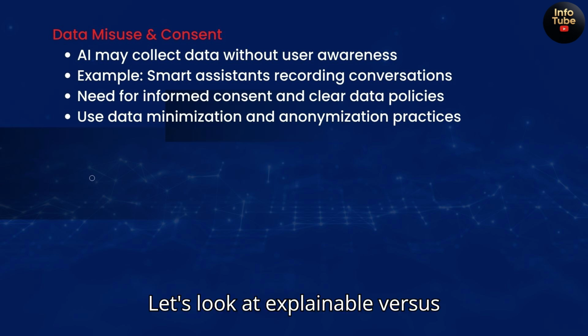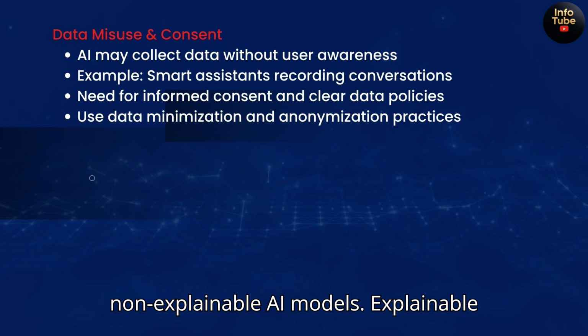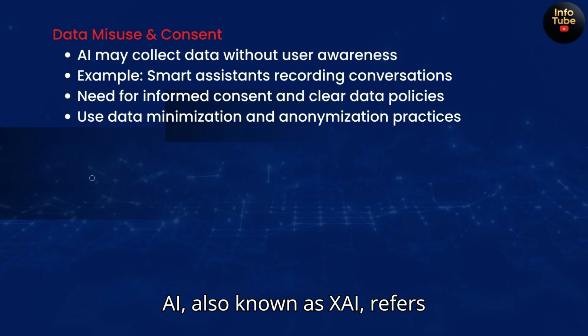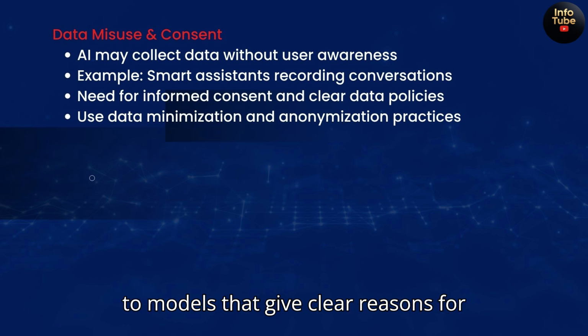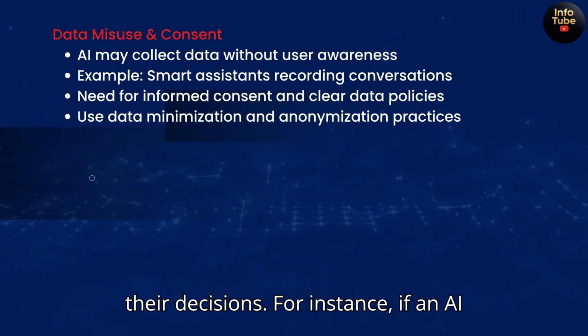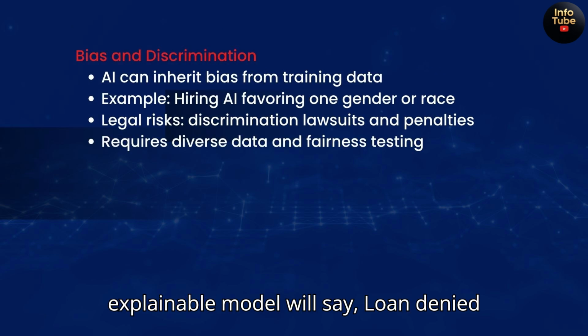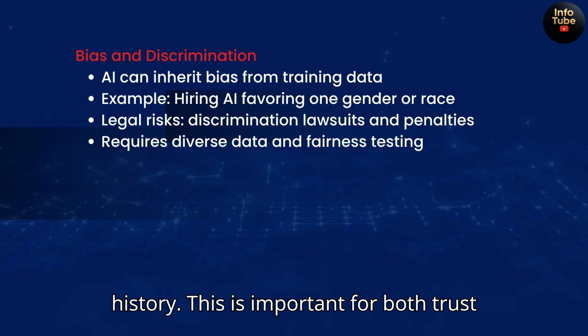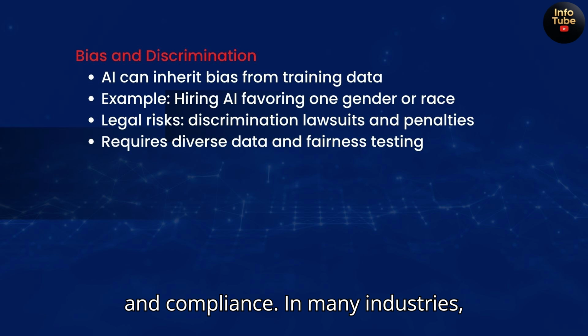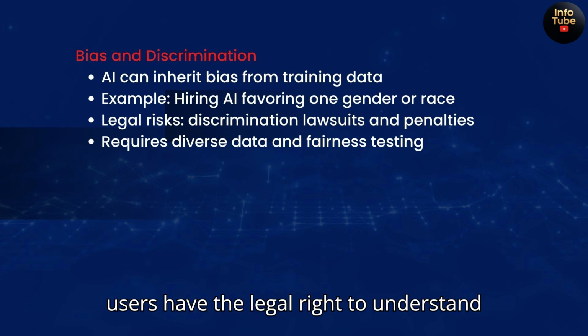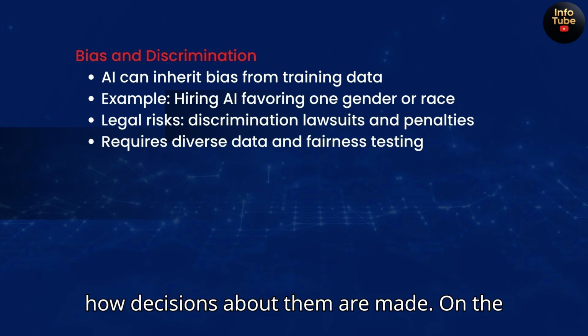Next, let's look at explainable versus non-explainable AI models. Explainable AI, also known as XAI, refers to models that give clear reasons for their decisions. For instance, if an AI system rejects a loan application, an explainable model will say, "Loan denied because of low income and short credit history." This is important for both trust and compliance. In many industries, users have the legal right to understand how decisions about them are made.